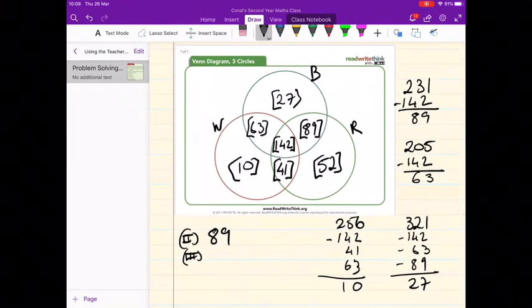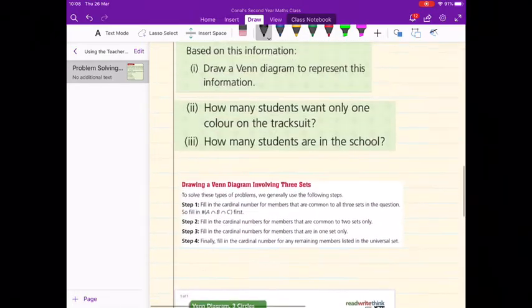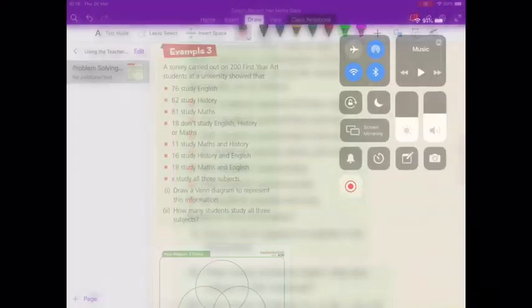Then for the third one, how many students are in the school? That means we just need to add all those together. So again, calculators out, make it a small bit easier on ourselves. So 52 plus 41 plus 142 plus 89 plus 27 plus 63 plus 10. So I have 324 there. Now I did that very quickly, so I might have done it wrong.